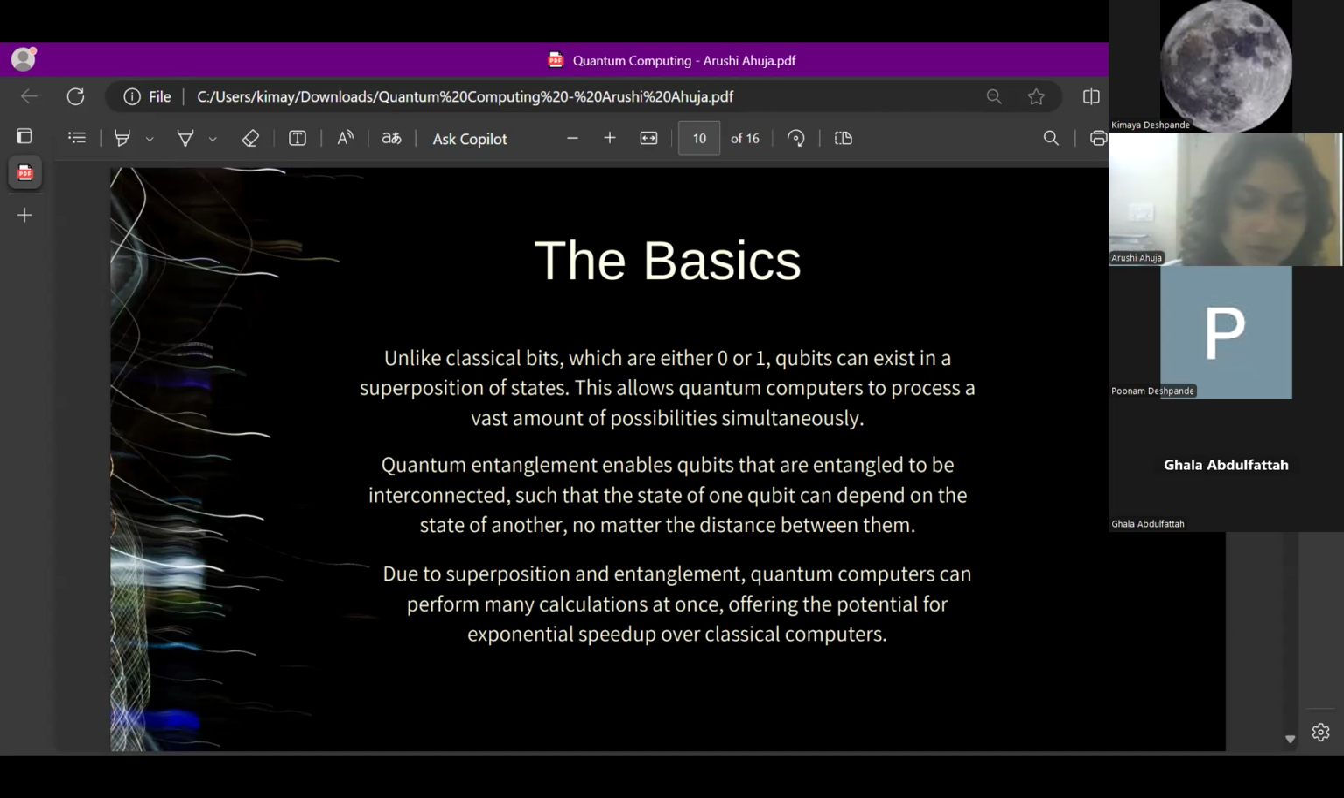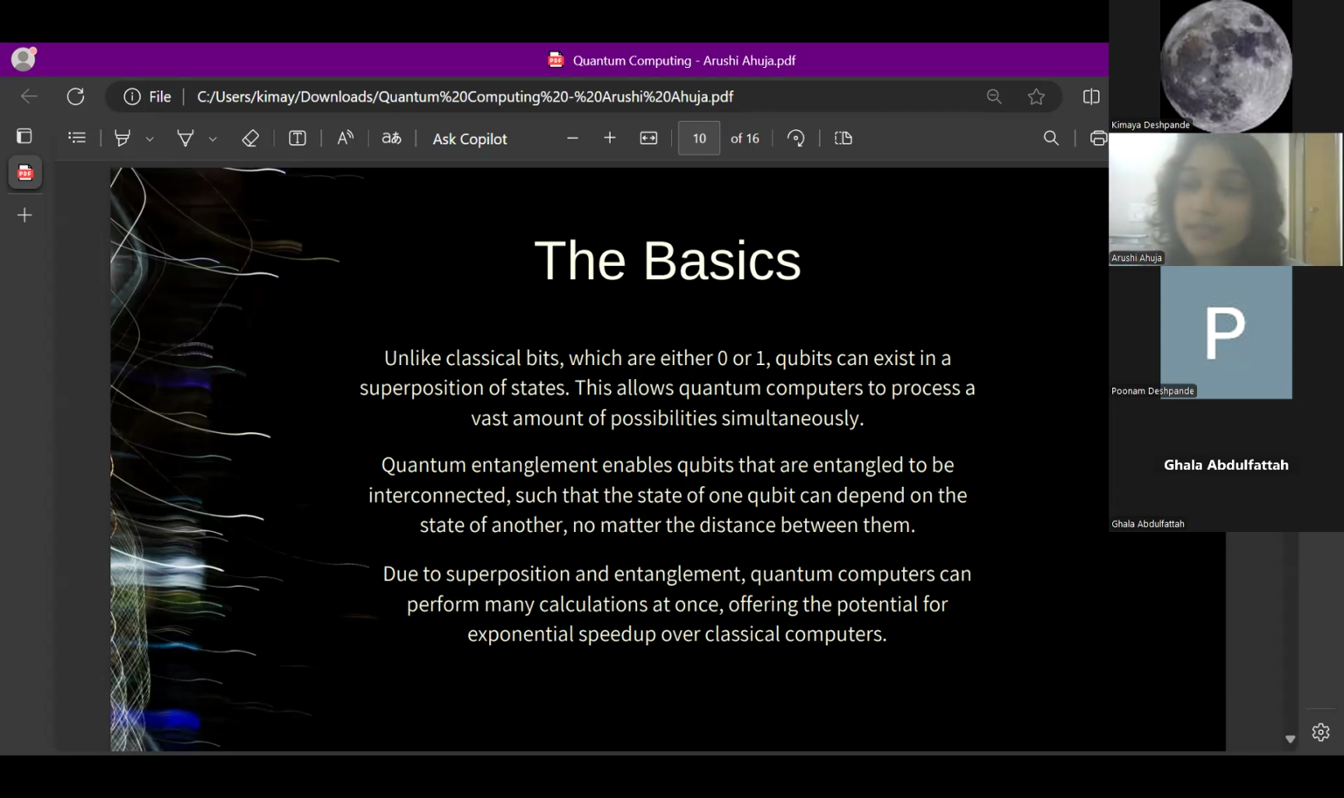So to read off the slide, unlike classical bits, which are either 0 or 1, qubits can exist in a superposition of states. So superposition basically means something existing as two different things at the same time, right? Now, this allows quantum computers to process a vast amount of possibilities simultaneously.